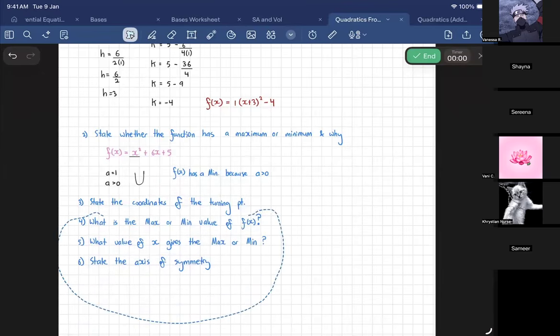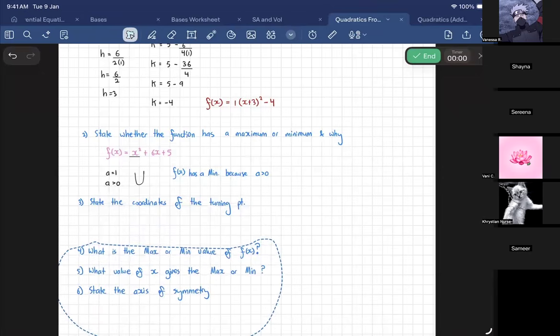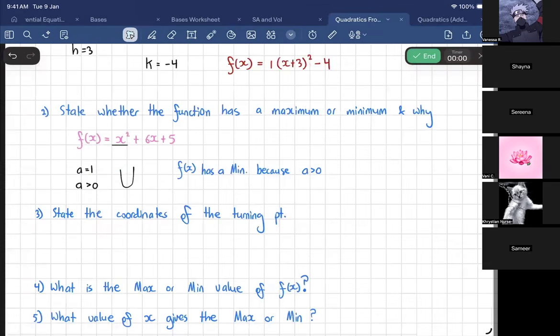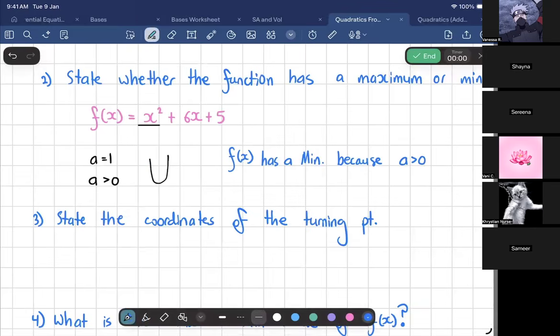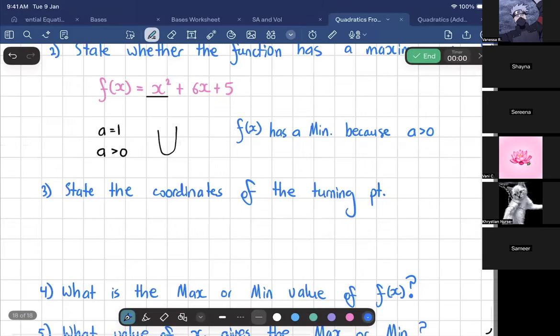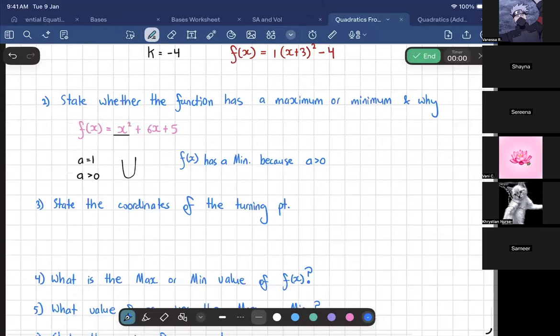So, Vani, I want you to help me with 3. What do you want me to state? The coordinates of the turning point. Right. Would this have a maximum or a minimum turning point? Minimum. Yeah, it has a minimum turning point, right? Because why? Remind me.